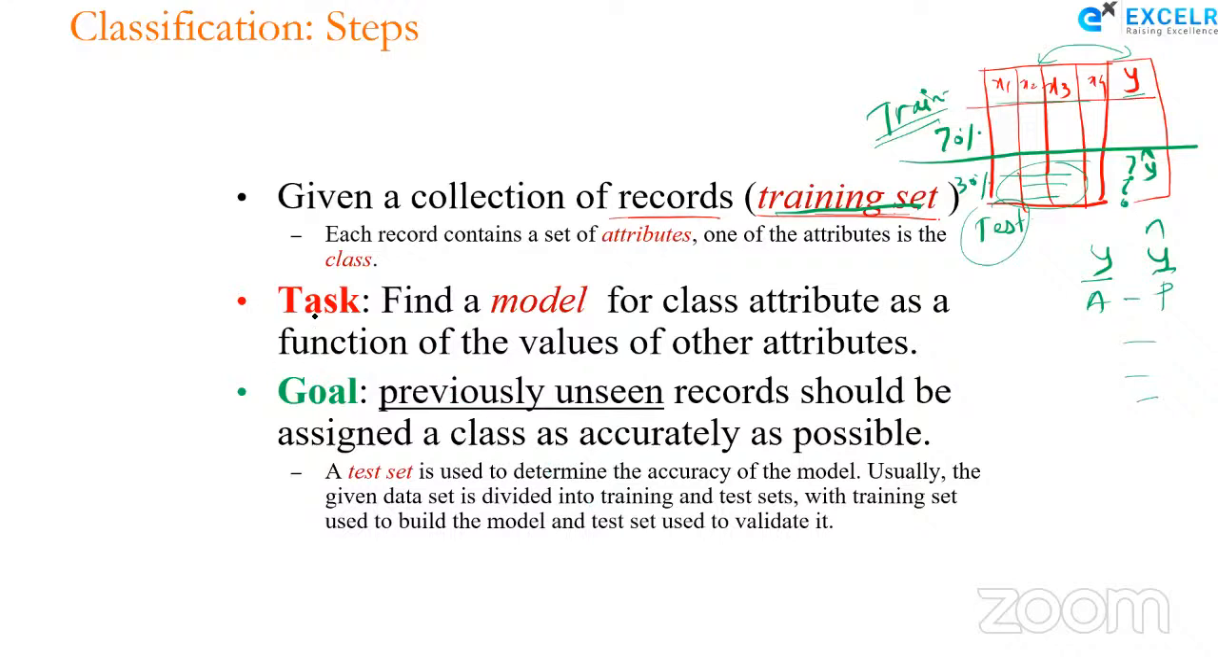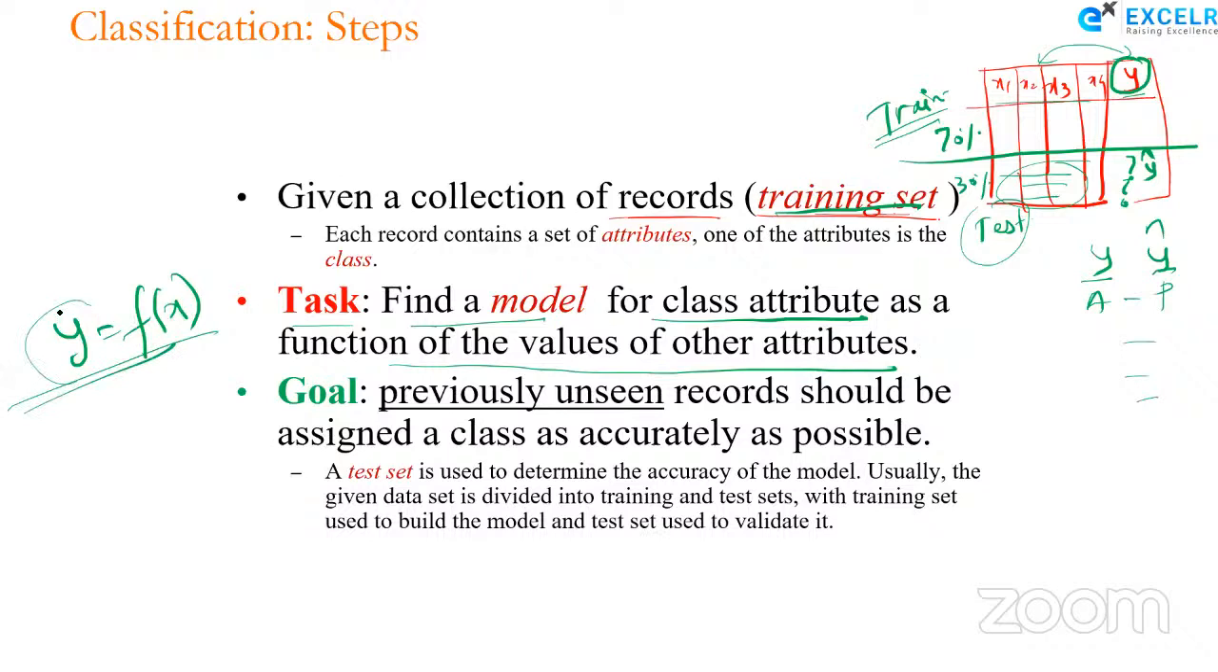Okay. So the task here is to find a model for the class attribute as a function of the values of the other attributes, which means what? This is the y variable, and we are interested in predicting the y variable. So we are going to define y as a function of all the x variables, as a function of all the input features. So basically y derives its value from all the input variables. It simply means that.